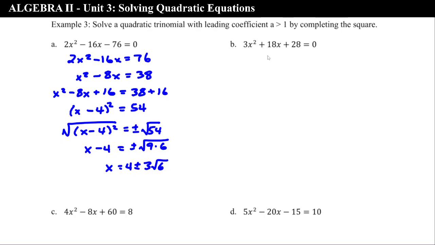All right, for the next one, we're going to subtract 28 from each side. That's our first step: get our x's on one side, get our constants on the other. Then we're going to divide everything by 3.